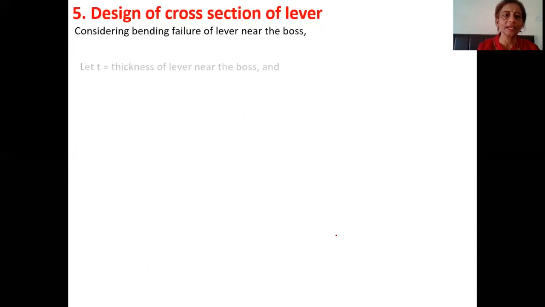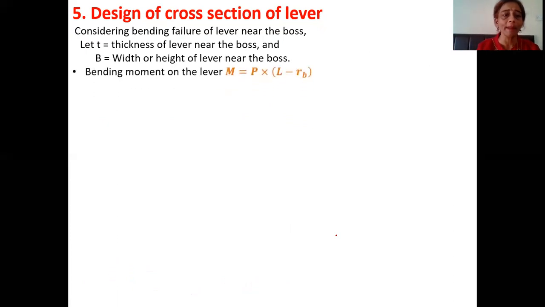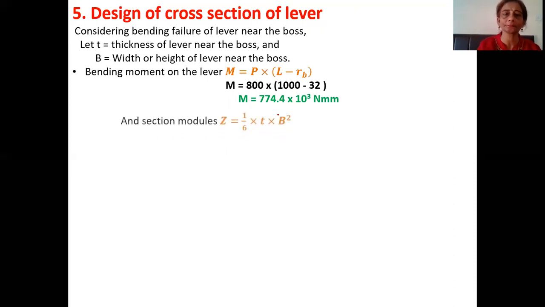And the last step here, that is design of lever. In design of lever, as the lever is like a cantilever beam, it will be subjected to bending moment nearer to the boss. And the equation of bending moment is effort applied into effective length minus the radius of boss. We have all the values. After substituting, we get bending moment as 774.4 into 10 raised to 3 Newton mm. We will be using the Z_YY equation for section modulus, which will be T B square by 6.